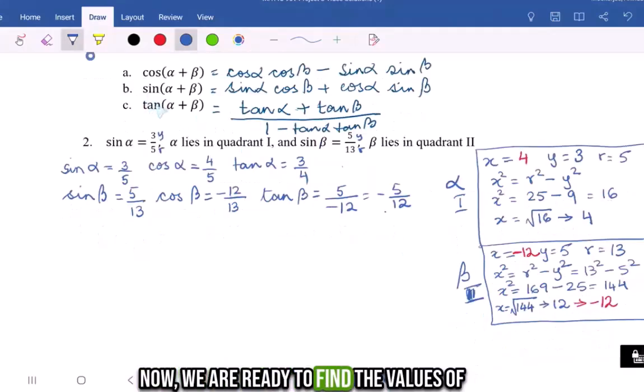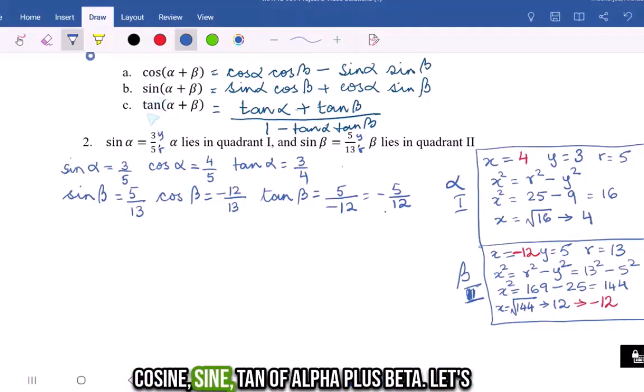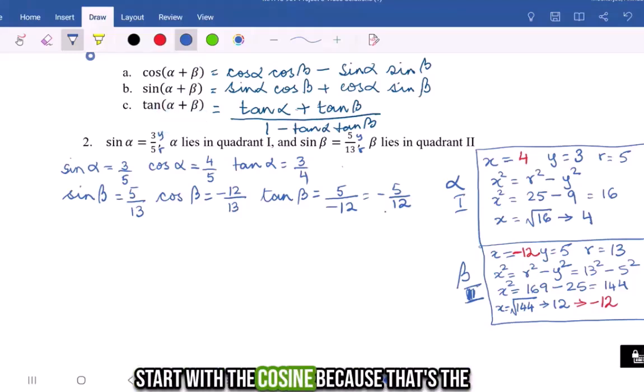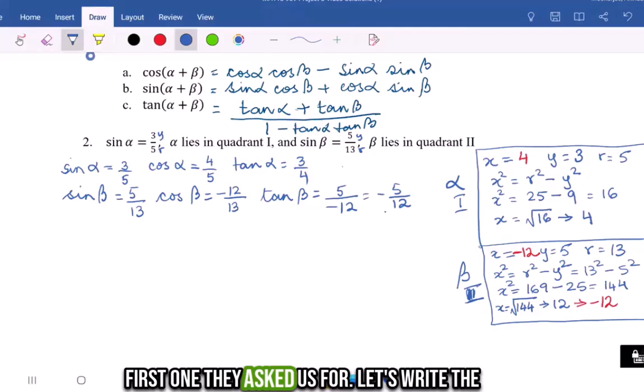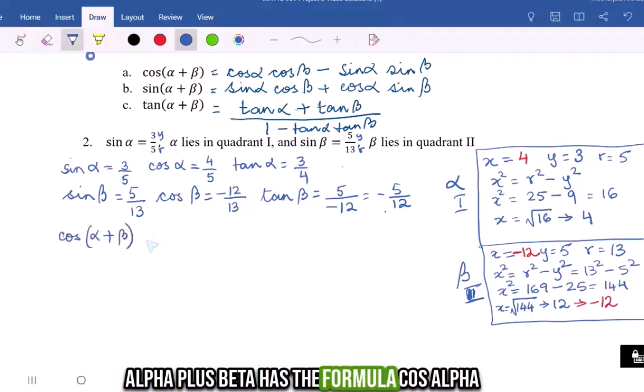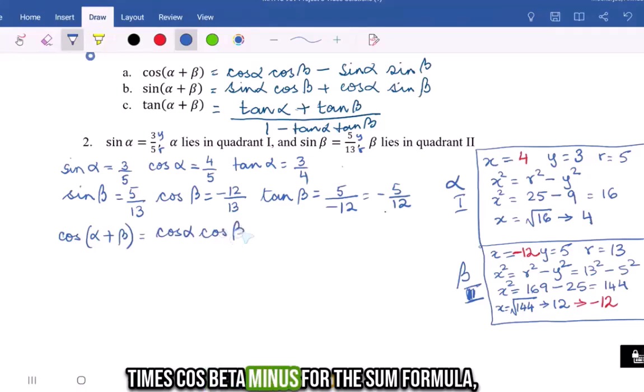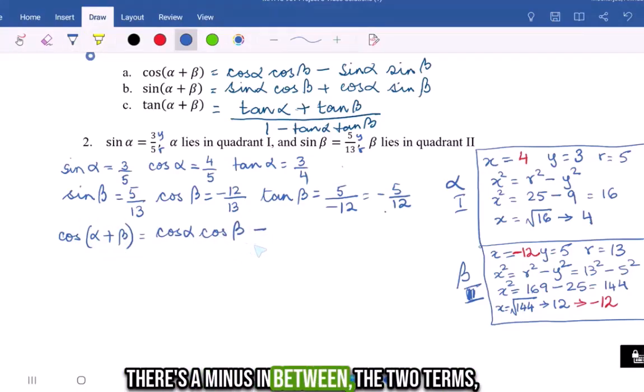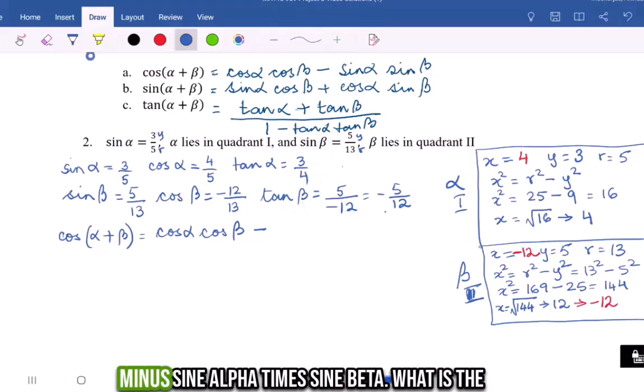Now we are ready to find the values of cosine, sine, tan of alpha plus beta. Let's start with the cosine because that's the first one they asked us for. Let's write the formula first to make things easier. Cos of alpha plus beta has the formula cos alpha times cos beta minus, for the sum formula there's a minus in between the two terms, minus sine alpha times sine beta.